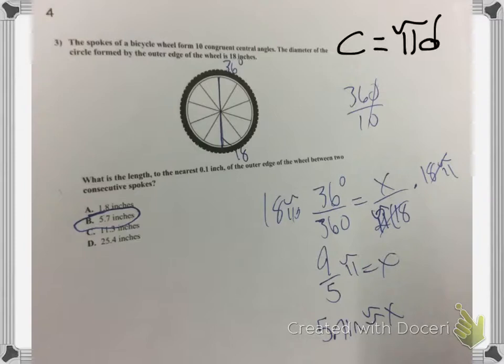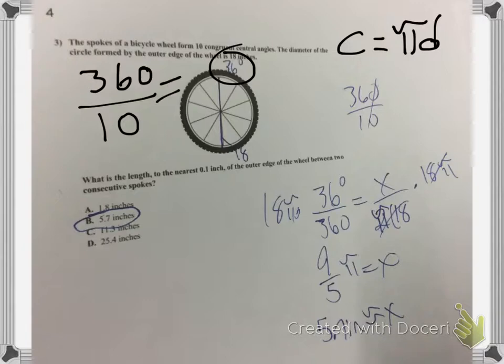So we set it up. We know that since the whole circle is 360, there's 10 equal parts. So I'm going to say 360 divided by 10 gives me 36 degrees for the central angle and the arcs. Alright, so now we do 36 over 360 equals x over 18 pi. Multiply by 18 pi. 18 pi times 36 over 360 is 9 over 5 pi, approximately 5.7 inches.